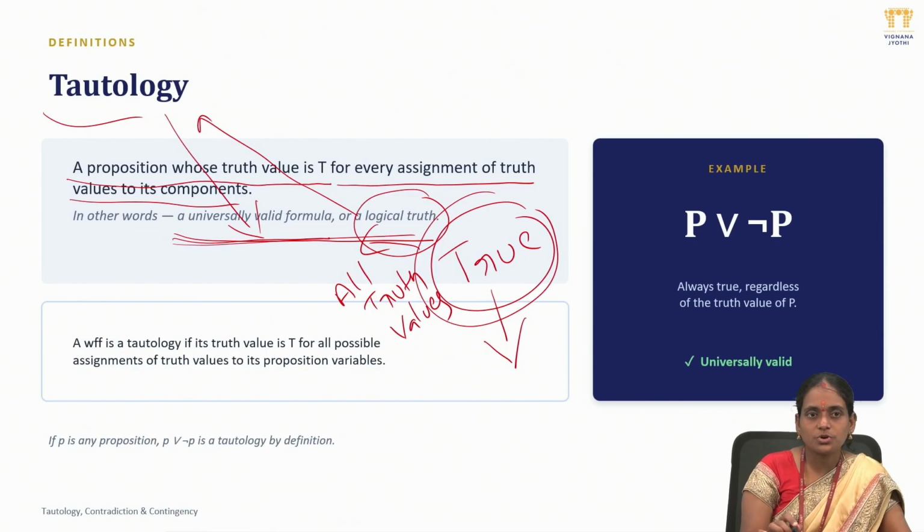And the simple example for tautology is always P or negation P. This is the important objective type question for tautology. P or negation P is always a tautology. In a further lecture we are going to prove how it becomes a tautology. So this is the definition for tautology.